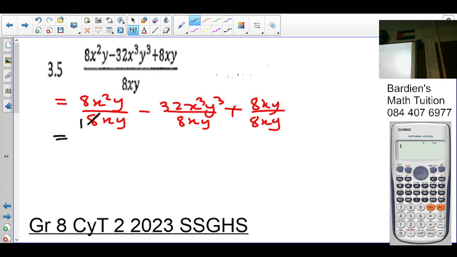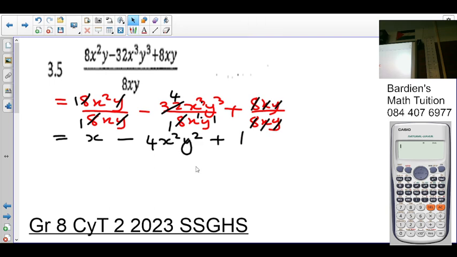Okay. 8 goes into 8 once, 8 goes into 8 once. The y's cancel, not so? So what is x squared over x? x. Minus. 8 goes into 8 once, 8 goes into 32, 4 times. Where's the more x's? Top. So it's going to be x squared, 3 minus 1. Where's the more y's? Top. So 3 minus 1 is y squared. Plus, 8 cancels 8, xy cancels xy. So the answer is x minus 4x squared y squared plus 1. Any confusion there? No.